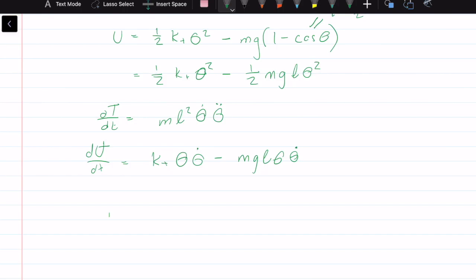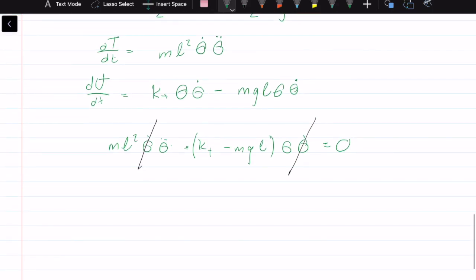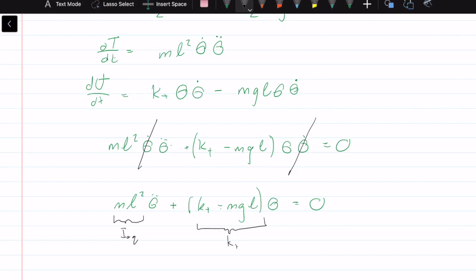So we have our equation of motion looks something like this: ml squared theta dot theta double dot plus kt theta. Okay, I'm actually going to group these together. Kt minus mgl theta theta dot is equal to 0. Okay, and then what we can do is we can cancel these theta dots because otherwise the solution is trivial. Okay, so we're left with ml squared theta double dot plus kt minus mgl theta is equal to 0. And this right here is our I equivalent. This is our kt equivalent.